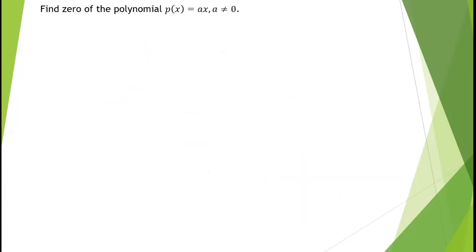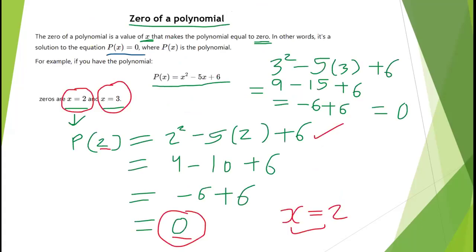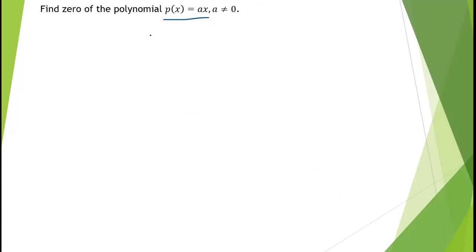Let's come to one more example. Find the zero of the polynomial p(x) = ax. Now, to find the zero of the polynomial, what do we have to do? We have to put p(x) equal to 0. So again, we will follow the same method.